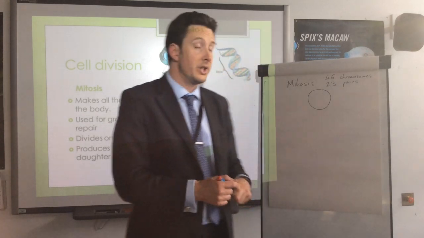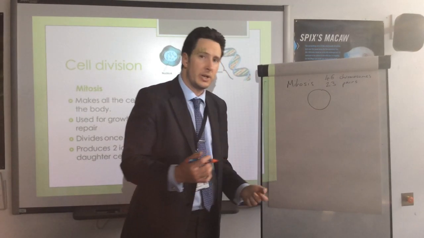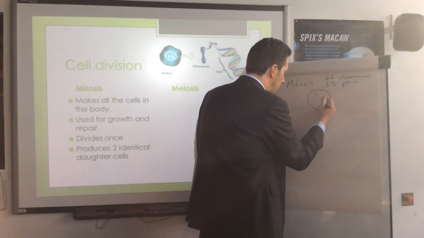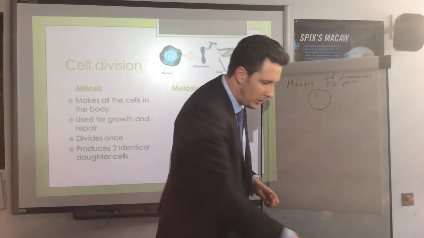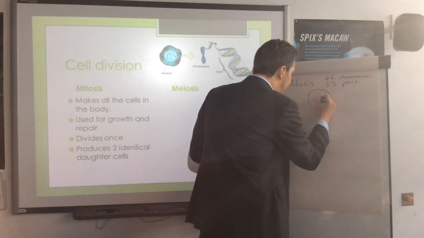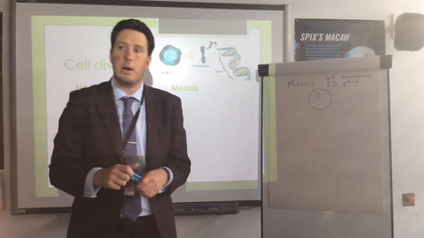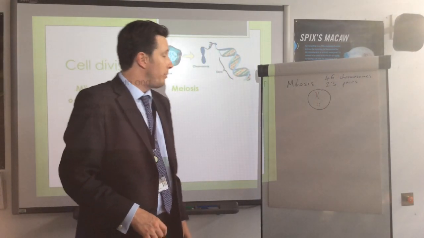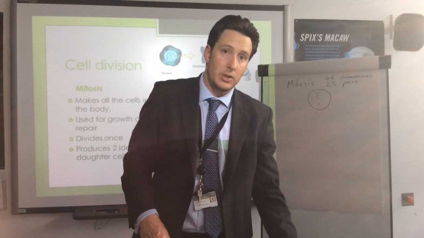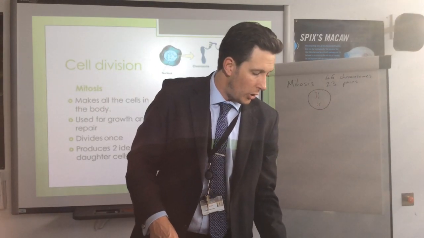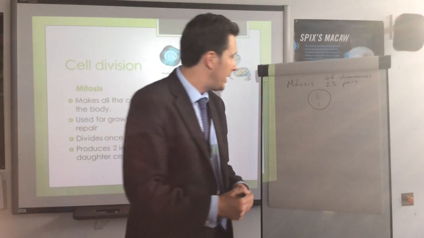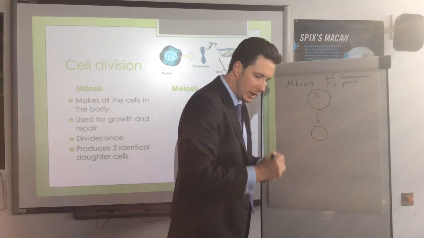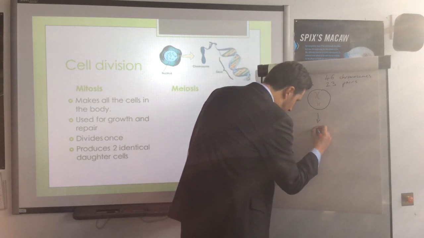I'm not going to draw 46 chromosomes in my cell because it would be too complicated, so I'm only going to draw a couple. We've got two there, and that's paired up with these two. So we've got paired up chromosomes. Now, the first thing that happens is it duplicates, copies all the chromosomes that are in it. It will double the number of chromosomes that are present. Make copies of itself.